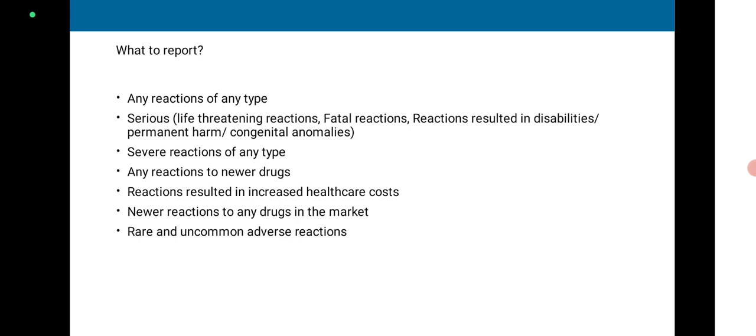And what are the types of ADR that need to be reported? Any reactions of any type, serious reactions that include life-threatening reactions, fatal reactions, reactions resulted in disabilities, permanent harm or congenital anomalies, severe reactions of any type, any reactions to newer drugs, reactions which resulted in increased healthcare cost, newer reactions to any drugs in the market, rare and uncommon adverse drug reactions.